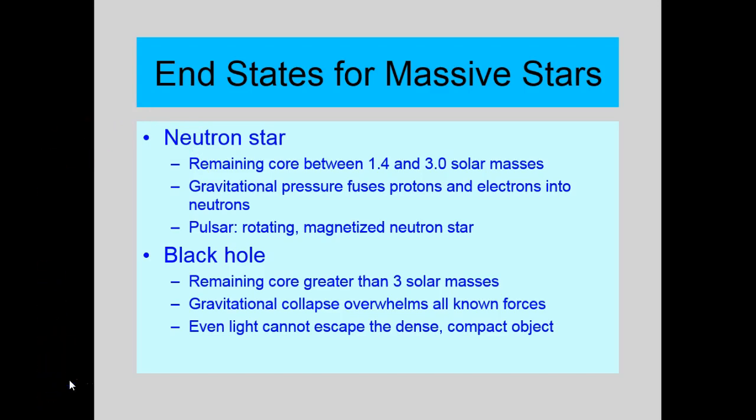These most massive stars, greater than 3 solar masses, remaining in just the core now, this gravitational collapse is stronger than the gravitational collapse that fuses protons and neutrons and electrons to make neutrons. This overwhelms all.